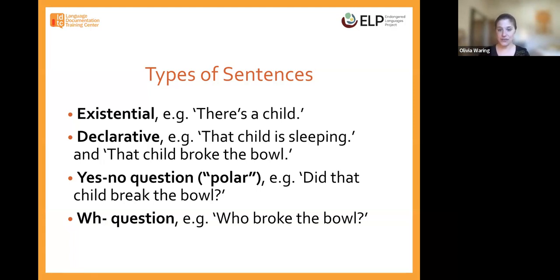Yes, no questions. We also refer to these as polar questions, which are things like, is the child sleeping? Did the child break the bowl? And they can be answered with a yes or a no. And then WH questions, which are questions that involve the use of a so-called question word. In English, these words are things like who, what, where, why, when. And because in English, they happen to all start with WH, we tend to refer to these questions as WH questions in linguistics. So any question in any language that uses a question word. So you'll want to work with speakers of the language to figure out how each of these sentence types is rendered.